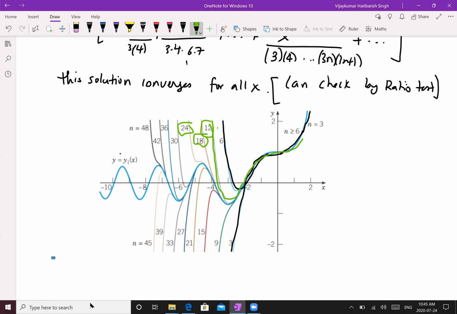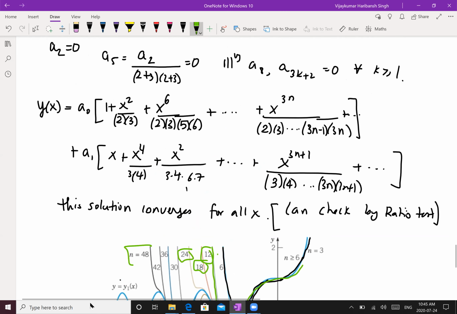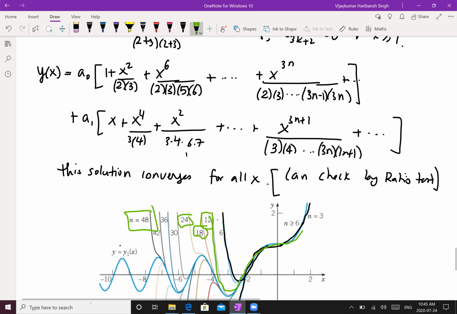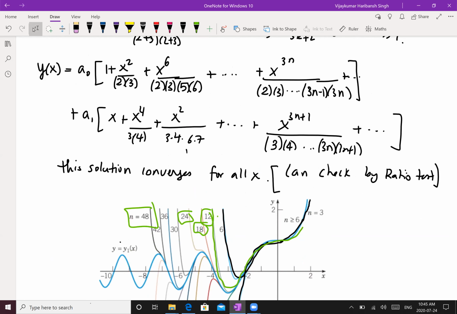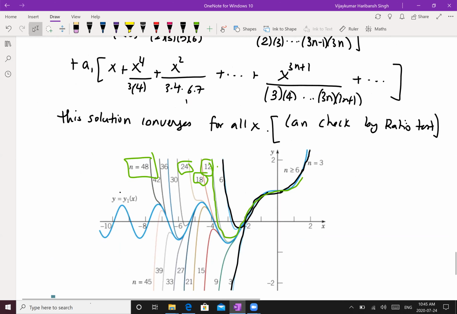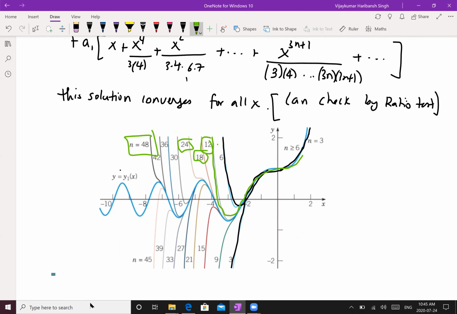So what do these numbers mean? These numbers are where you're truncating this series, right? If you truncate the series, you will get a polynomial. And of course, that polynomial will have a sufficient number of roots. However, the actual solution is given here. So y1 is given here with this, right?